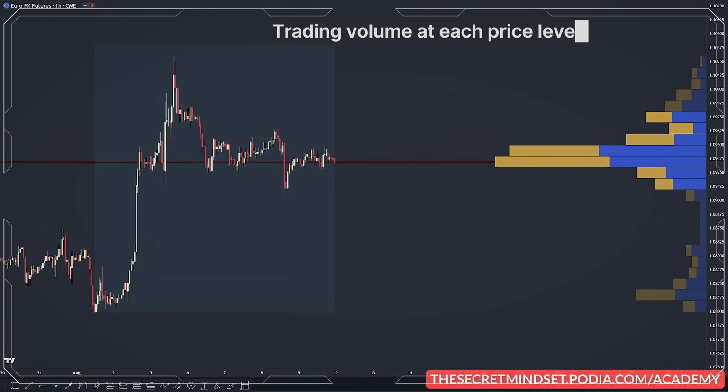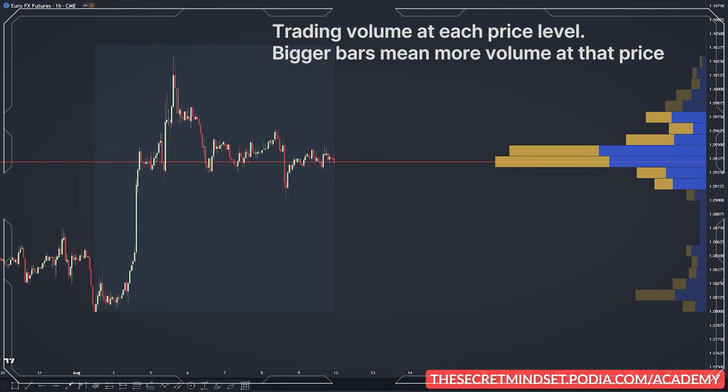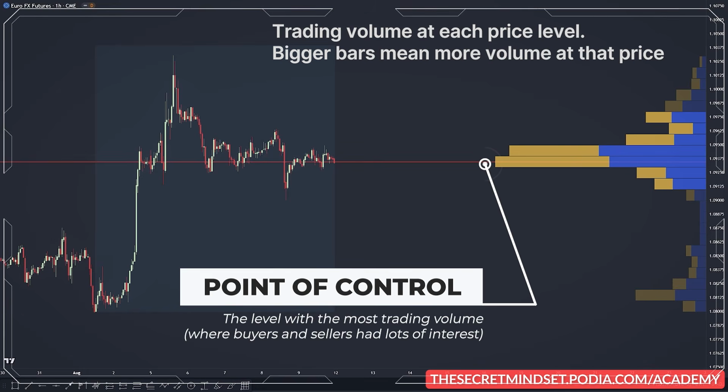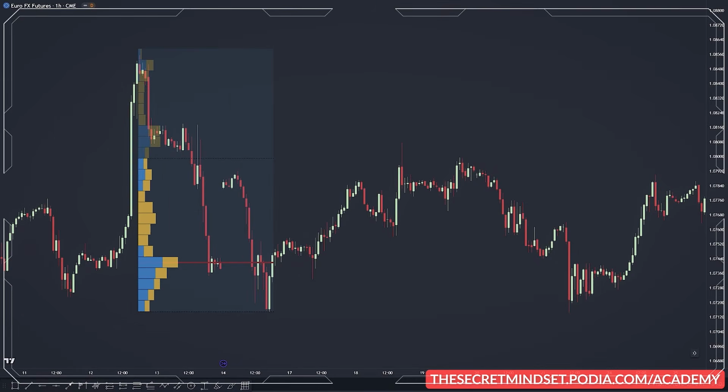The bars in the profile show trading volume at each price level. Bigger bars mean more volume at that price. The middle line is the point of control, the level with the most trading volume. High trading volume matters because it shows where buyers and sellers had lots of interest. They took big action at those levels. If price comes back to these levels in the future, there might be interest again. This creates potential trade entry and exit opportunities.